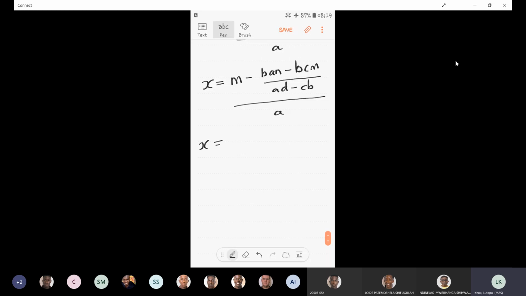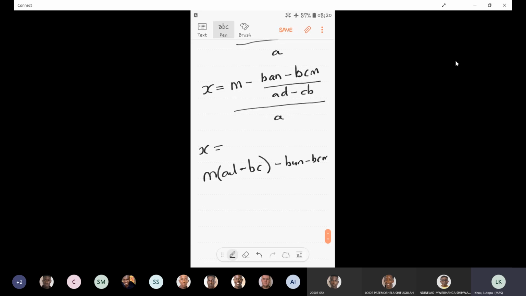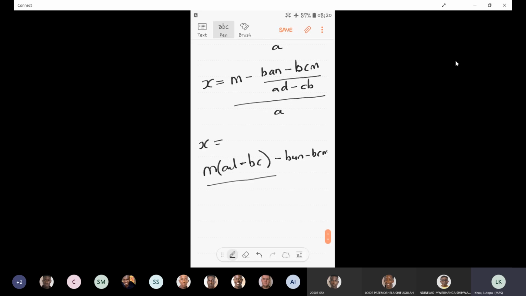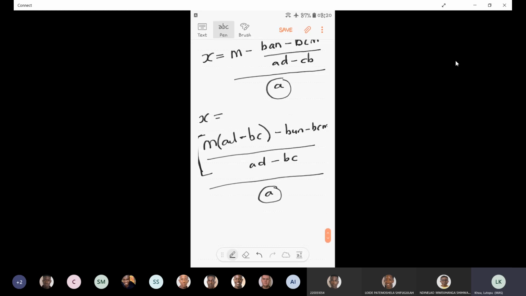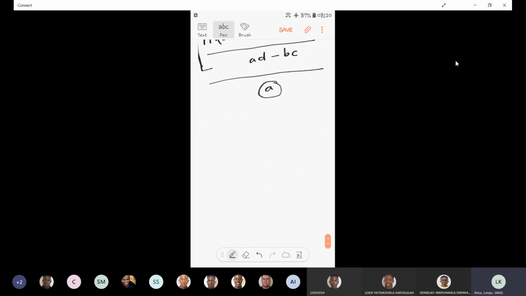This is equal to, I'm going to write it here so I have space, M times (AD minus BC, BC and CB are the same, minus BAN minus BCM). Okay, that's an M, divided by AD minus BC, and then again we divide by A. So this is like the numerator. This A over here, that is what we're dividing by. And then you can close your bracket on the other side. Okay.